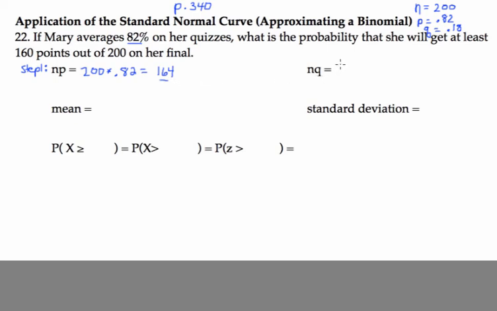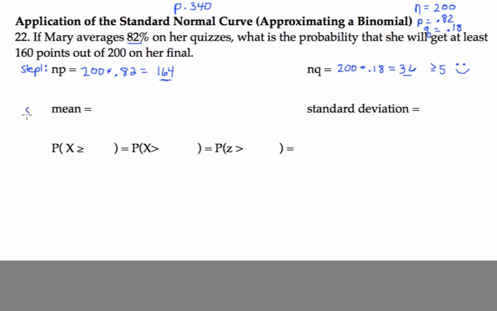Next, you have to check q. Take n, again 200, times q. You get 36. So both of these numbers, 164 and 36, we have to check that they're greater than or equal to 5, and they are. So step 1 is a success. We are allowed to use the standard normal curve for approximating this binomial.